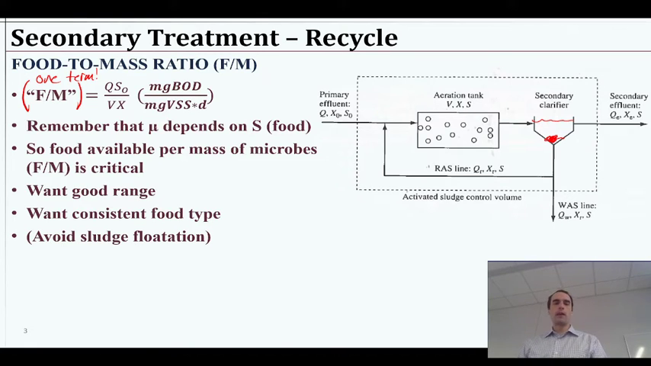Okay, we talked about the fact that mu, that specific growth rate, depends on the type of food. So if the type of food changes, the amount of food changes, we could have some issues. So there are common practice F/M ratios that are known for keeping your bacteria. And this might be specific to some particular treatment plant that happens to have this set of bacteria growing.